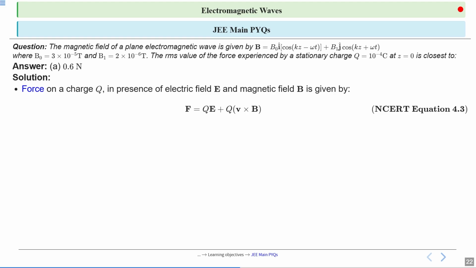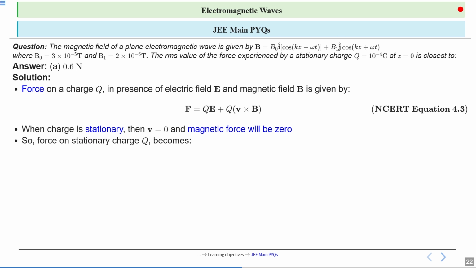But for the magnetic force, that is QV cross B, the charge should be in motion. There should be some velocity. But here they have mentioned a stationary charge, which means there will not be any magnetic force on the charge. So the charge is stationary, that means V equal to 0, so the magnetic force will be 0. So the force on stationary charge Q will become F equal to Q into E only. So the force is due to only the electric field.